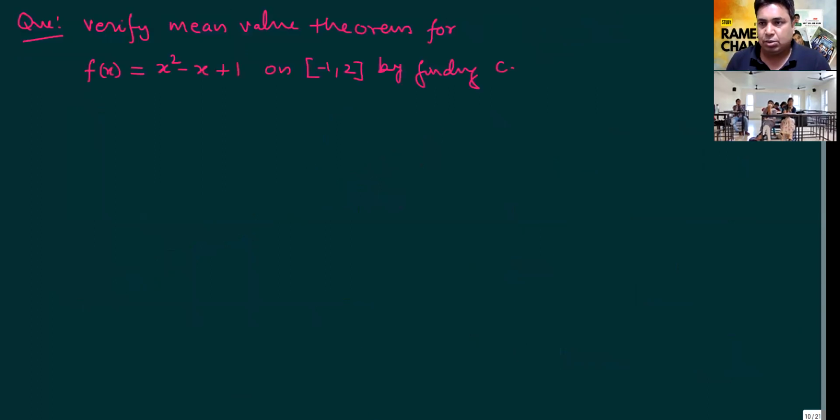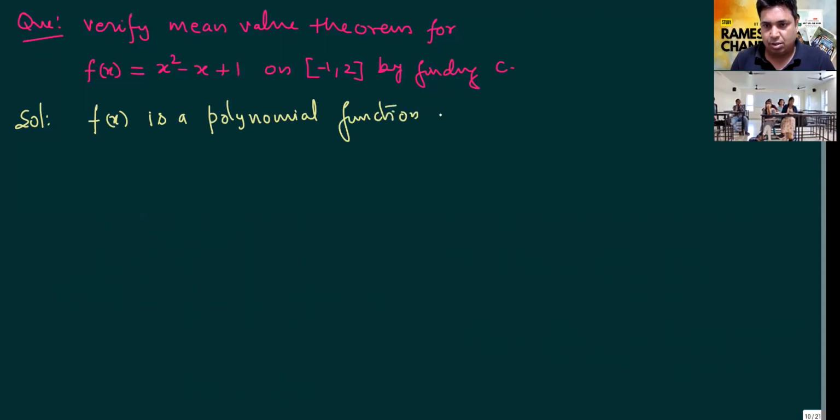Question is, verify the mean value theorem for f(x) equal to this on the closed interval -1 to 2 by finding C. So how to solve such kind of problem? How to verify LMVT? So let's solve it. What we know, f(x) is a polynomial function. So it is continuous and differentiable.